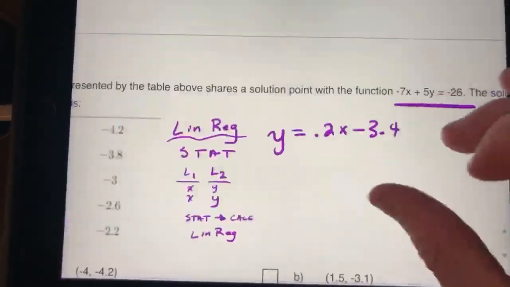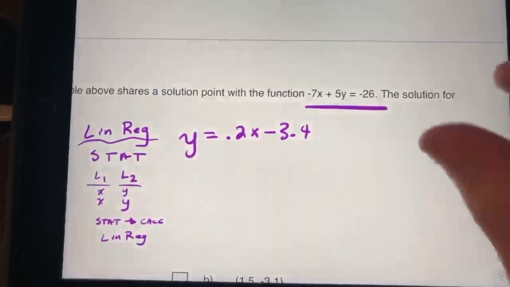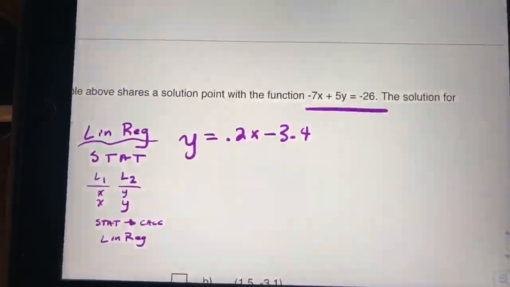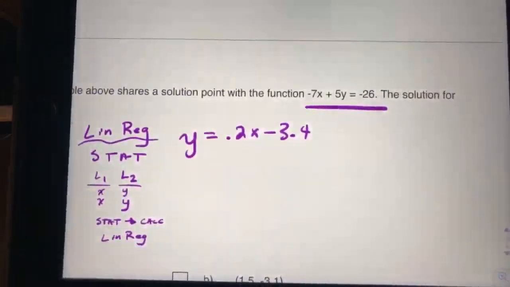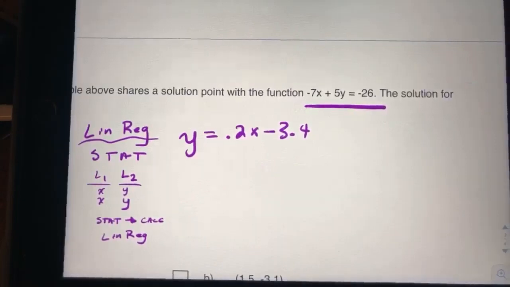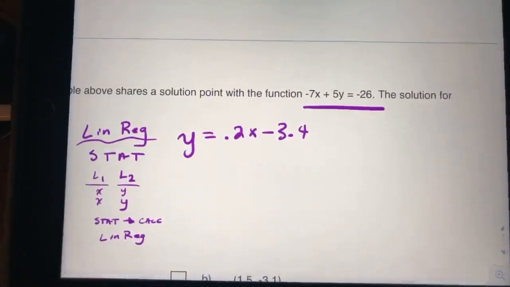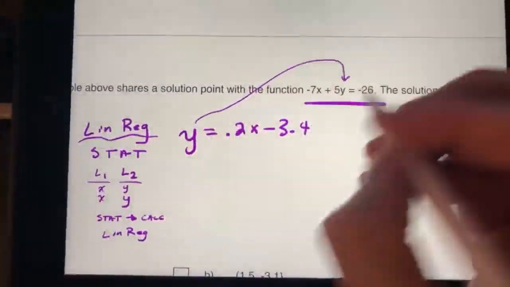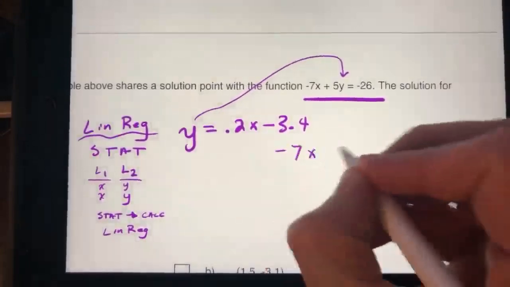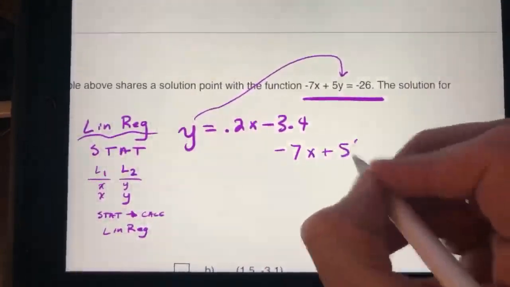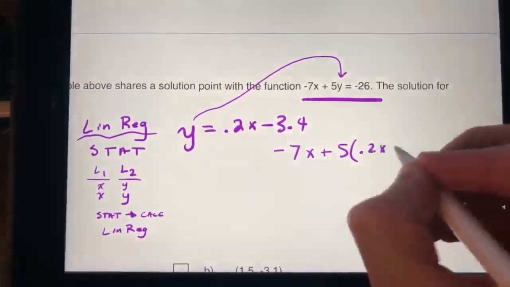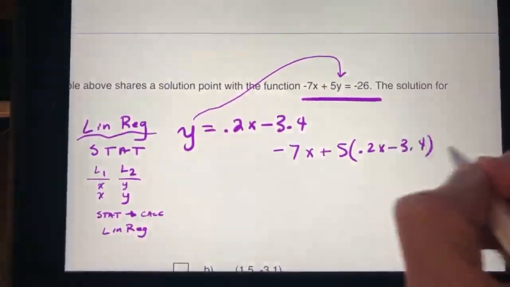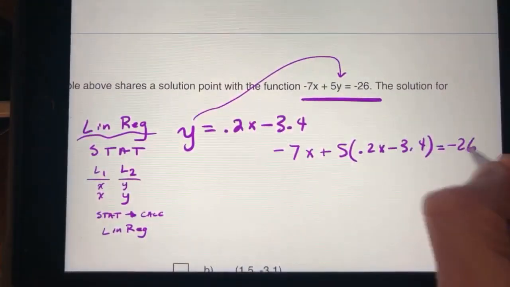So now that we have 2 equations, we could actually solve this. So I'm going to use substitution. I'm going to replace y. One already is solved for y. It wouldn't make sense for me to use elimination. So I'm going to say 0.2x minus 3.4 equals negative 26.